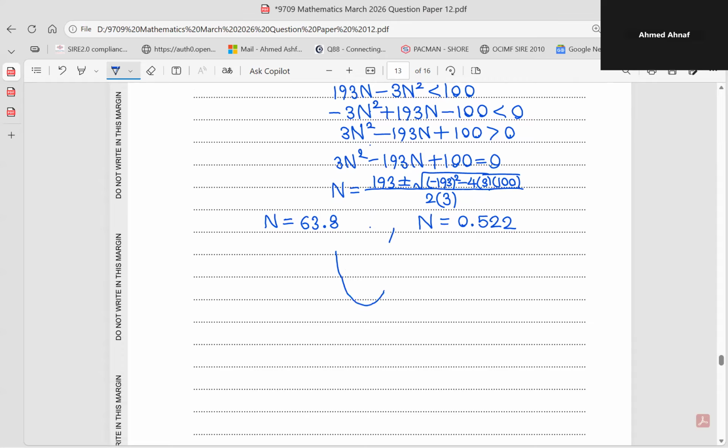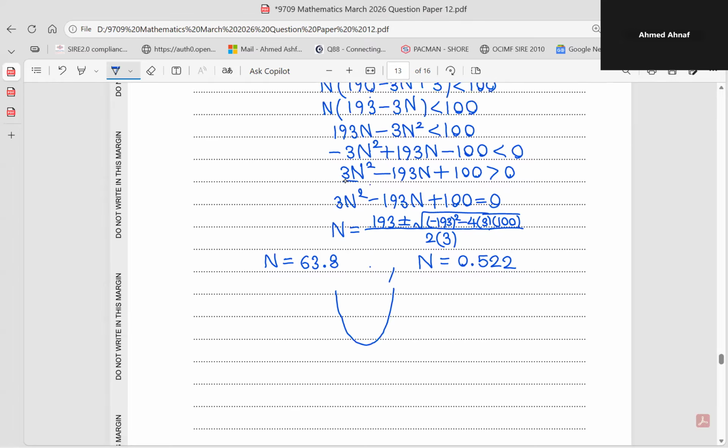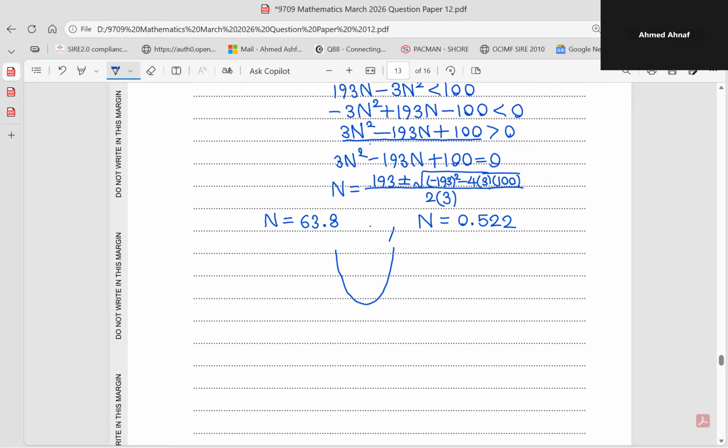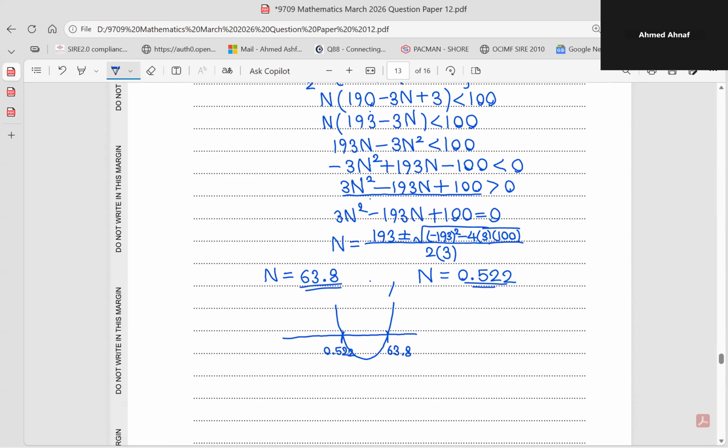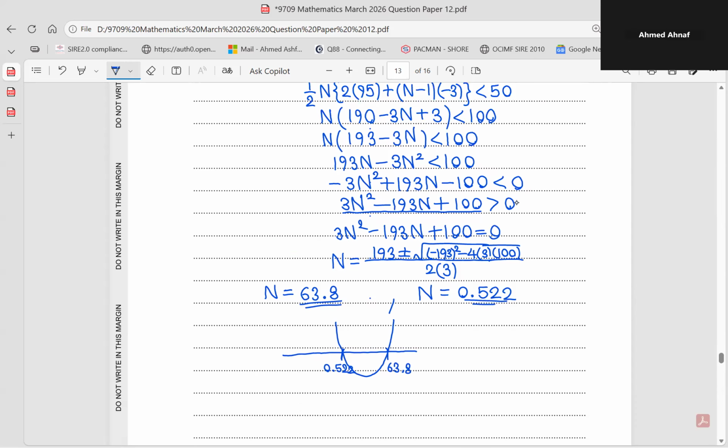Okay, all right. So sketch the graph of this. Since the coefficient of n squared is positive, it will be a smiley shape, and the critical points would be these 2 points right here. The 63.8 is going to be here, and 0.522 is going to be here. Since it is more than 0, we're going to look at the region above this line. That basically includes everything to the left of this point and everything to the right of the bigger point.